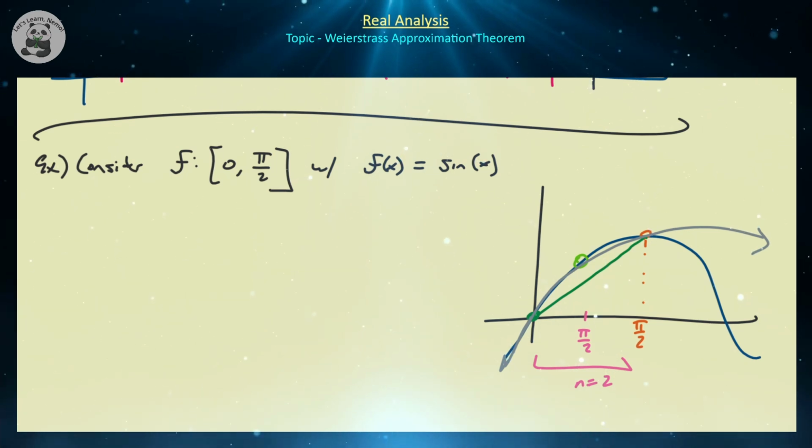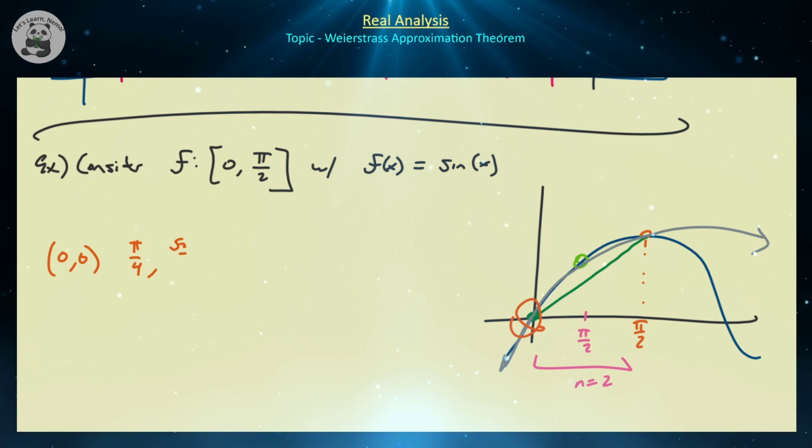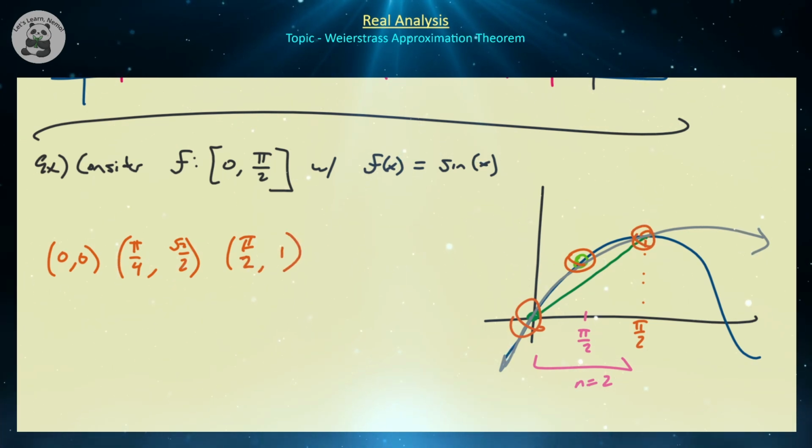So our points are going to be as follows. 0, 0, that's the first one. And then pi over 4, and the sine of pi over 4 is going to be the square root of 2 over 2. So that's going to be our second point. And then our third point is going to be pi over 2 comma 1. So that's that point on the top.